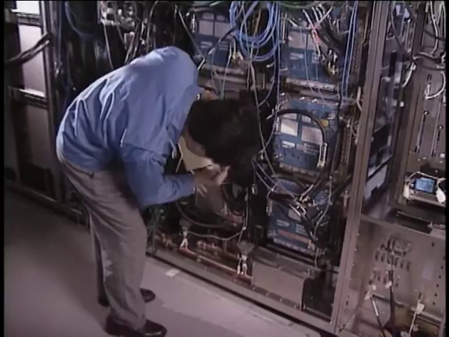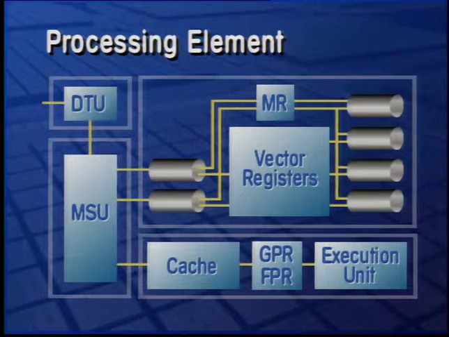Now, let's discuss in more detail the processing element. Each processing element consists of a scalar unit, a vector unit, a main storage unit, and a data transfer unit. The scalar unit fetches and decodes all the instructions.